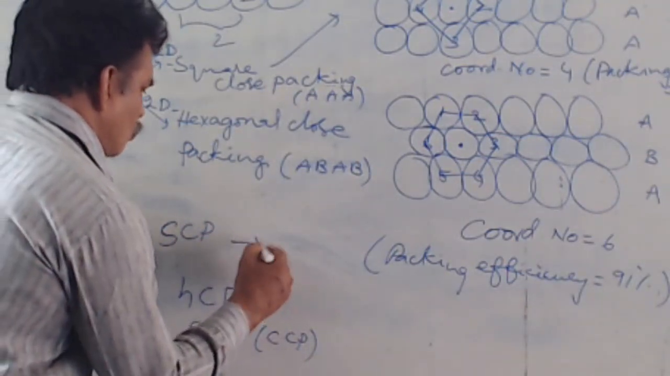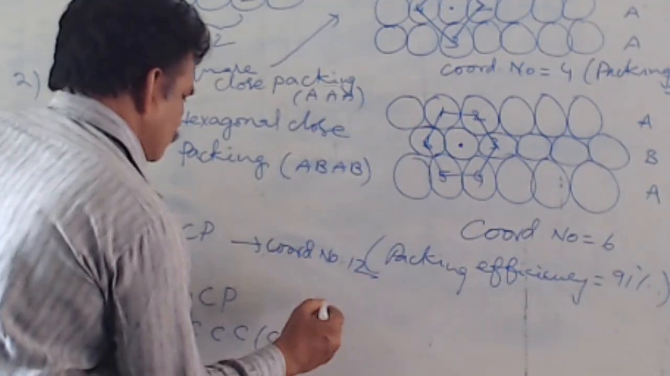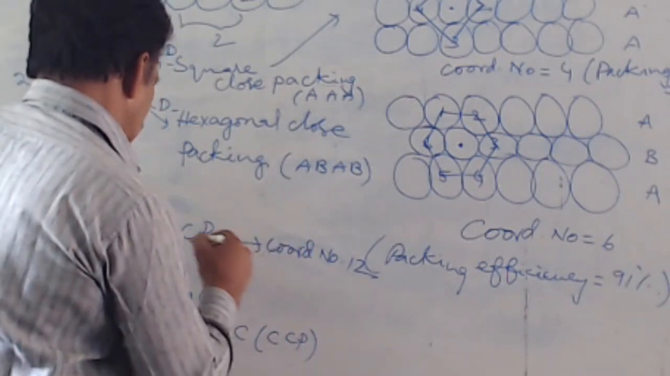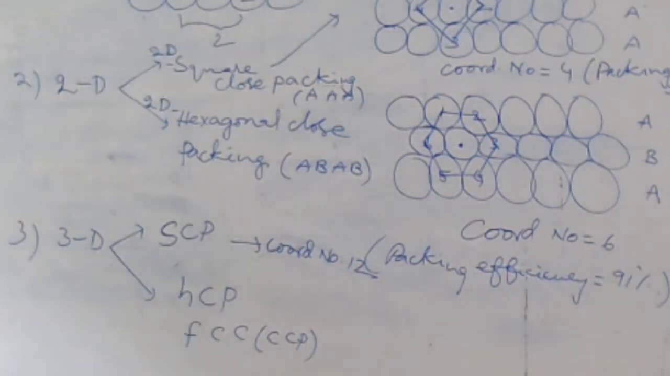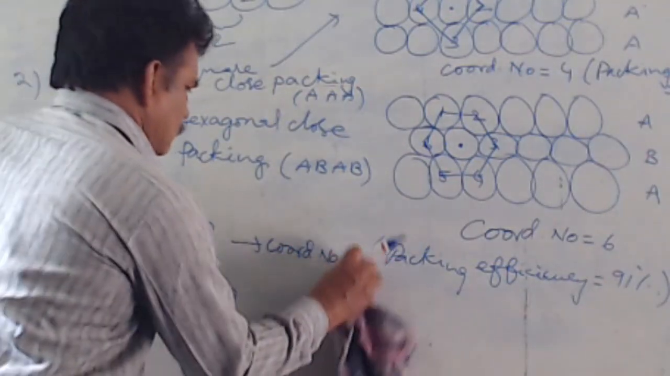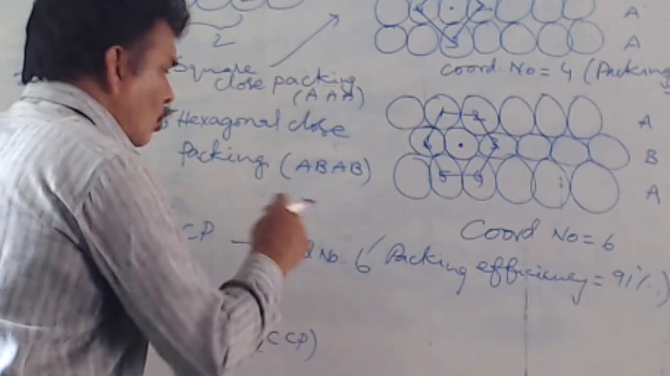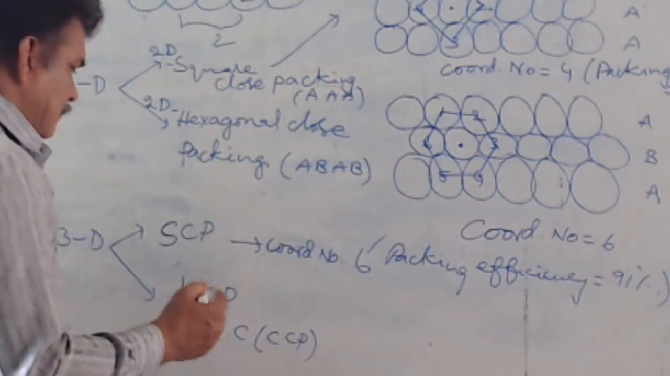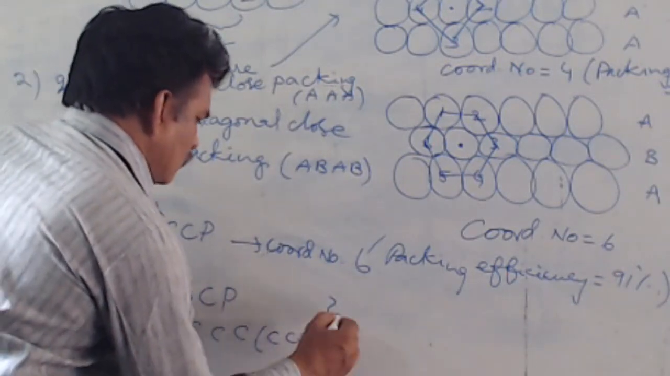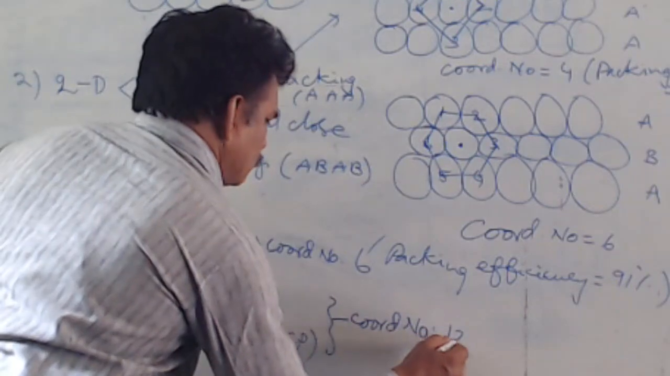Here the coordination number is 6. These are 4 in the one plane and 2 above and below the plane. In hexagonal close packing, the coordination number is 12.